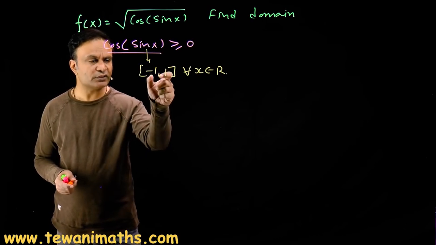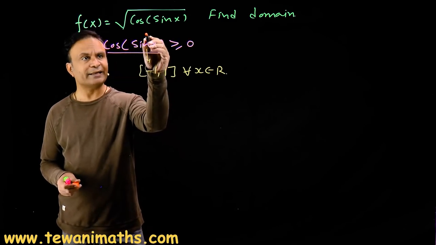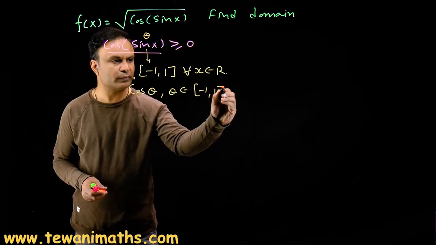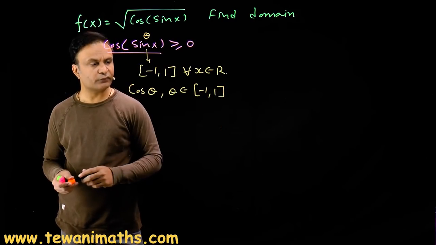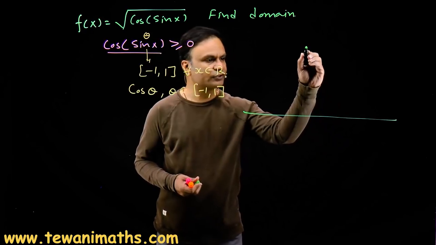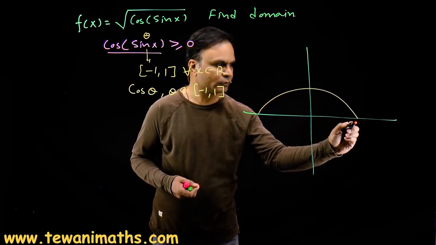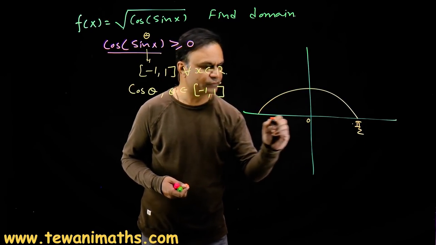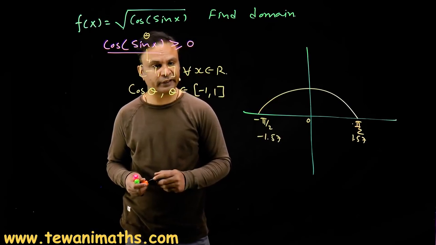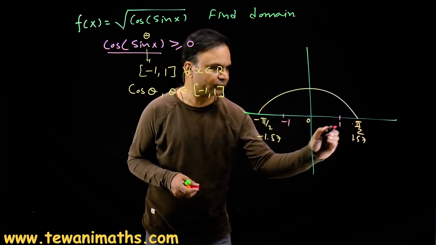Now we have to check for these radians minus 1 to 1, what are the values of cos function. Consider sin x is equal to theta. We have to check the values of cos theta for theta belongs to minus 1 to 1, and these angles are in the form of radian measure. For that, I will draw the graph of cos function. This is pi by 2 and this is minus pi by 2, 1.57 and minus 1.57 radian, and minus 1 and 1 lie here and here.